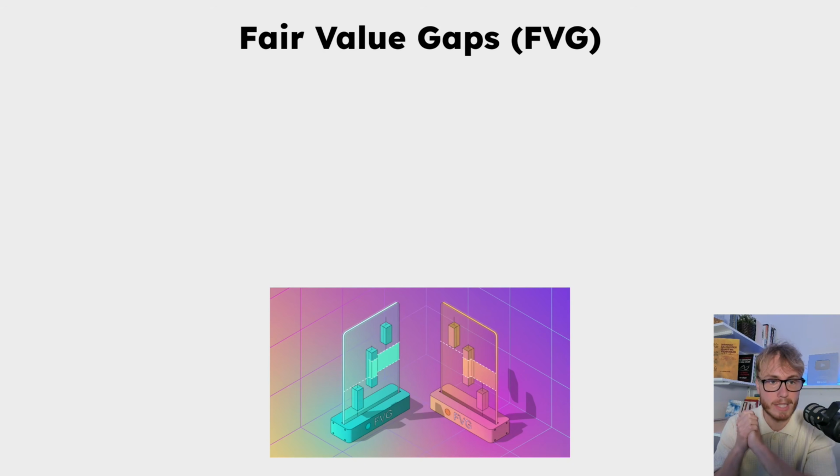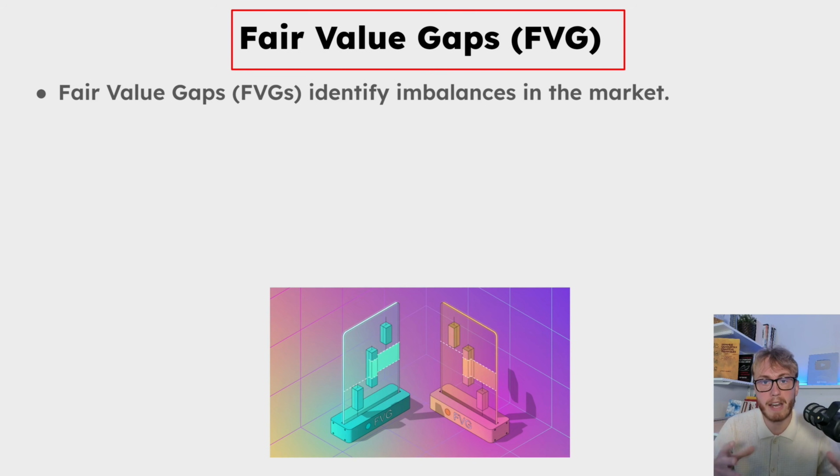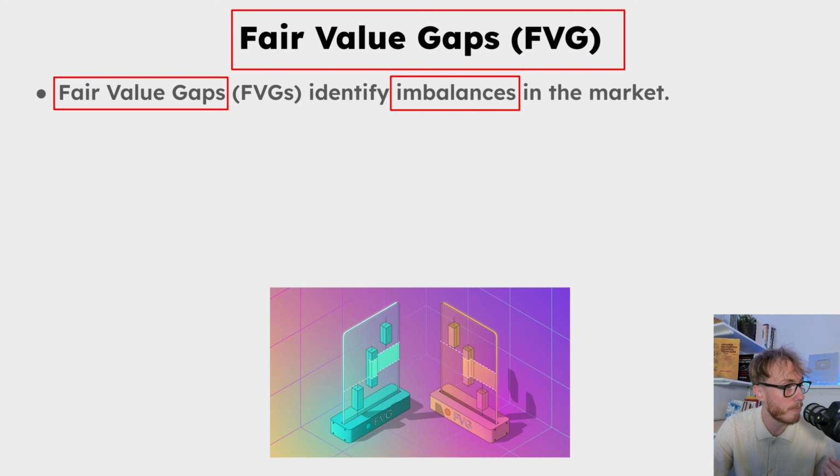Alright guys, so now it's finally time to take a look at fair value gaps, or for short, FVG. And what is a fair value gap? Well, fair value gaps, or FVGs, identify imbalances in the market. So this is pretty similar to the supply and demand. Remember, the supply and demand area is an area where we have an imbalance between supply and demand. And in simple terms, this is actually also true for fair value gaps.